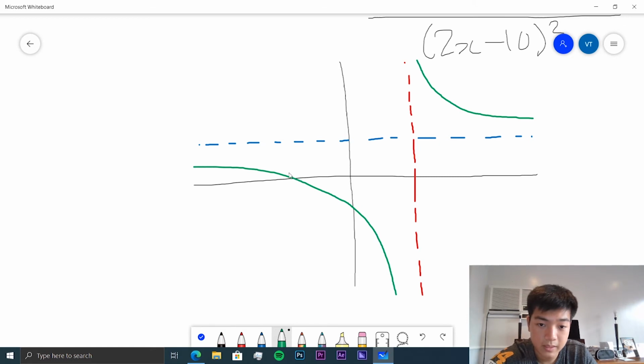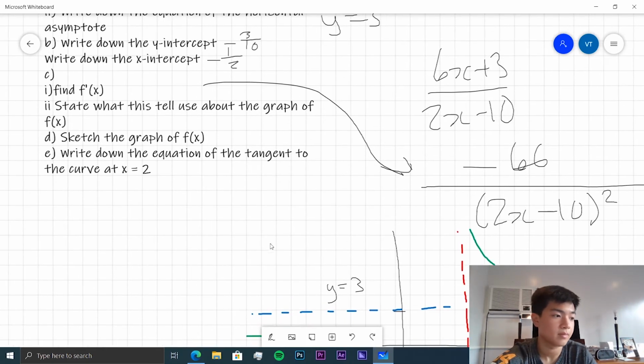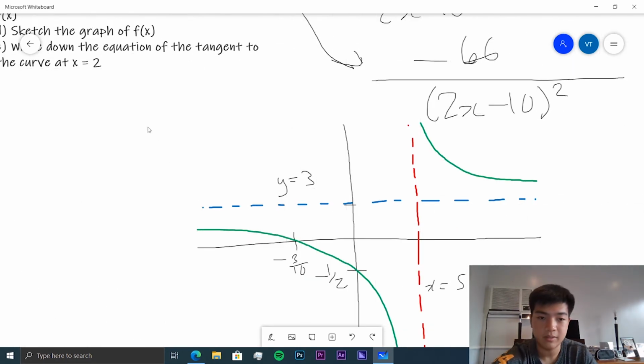So this is negative 3 over 10. This is negative 1/2. This line is y equals 3. This line is x is equal to 5. Not to scale. And it's always decreasing, as you can see.